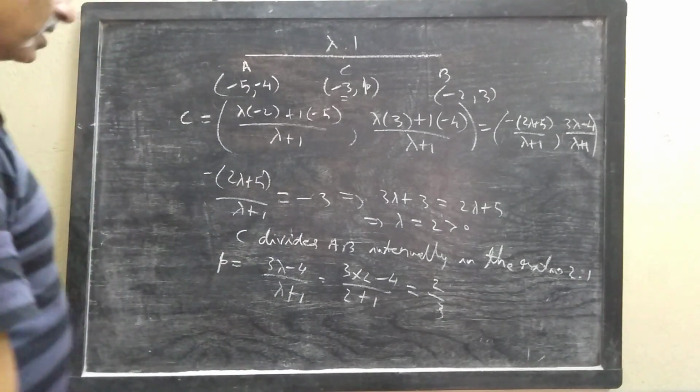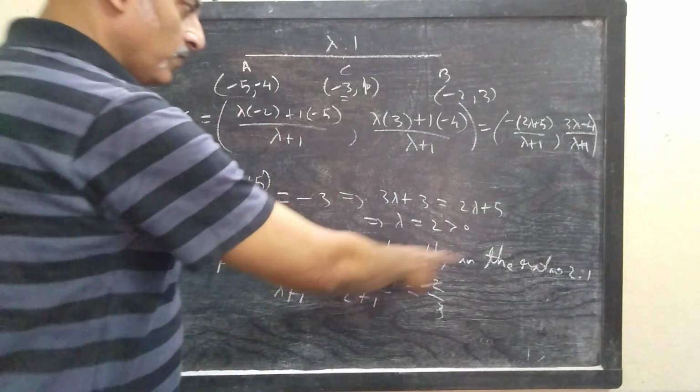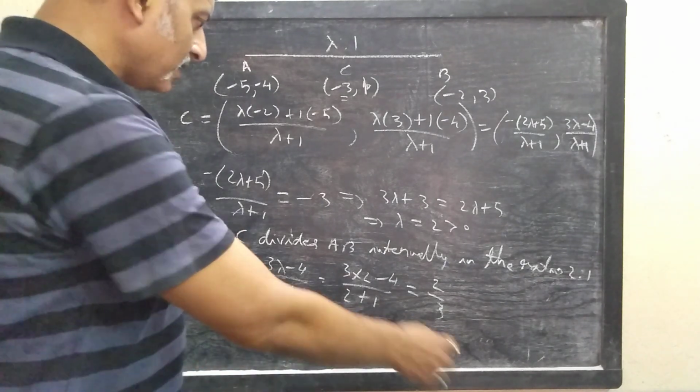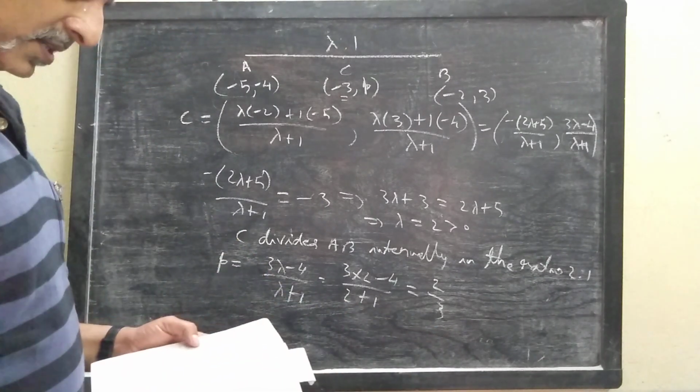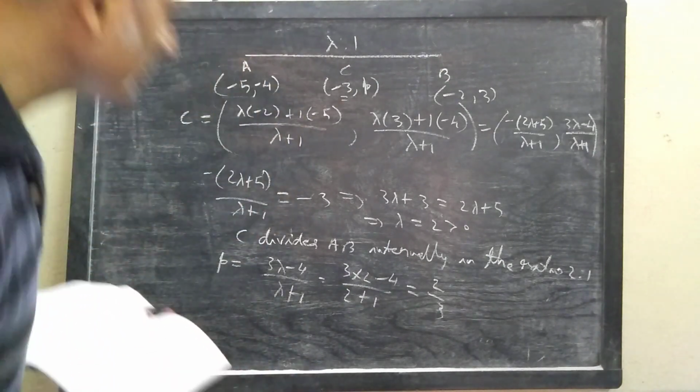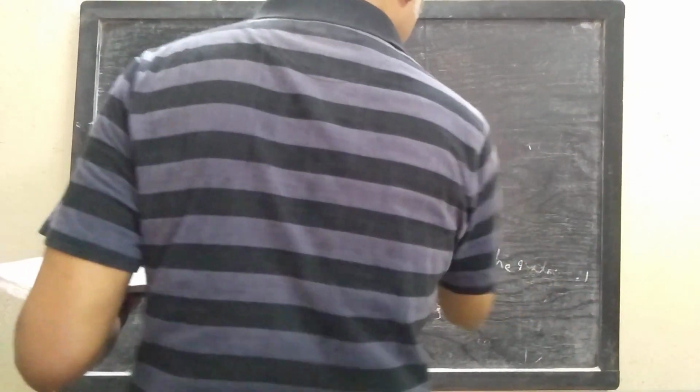So we get both the answers. First answer, in what ratio it divides? The answer is 2:1. The next answer, the value of P, is 2 by 3. Okay. Now take two questions as homework. Similar problem.